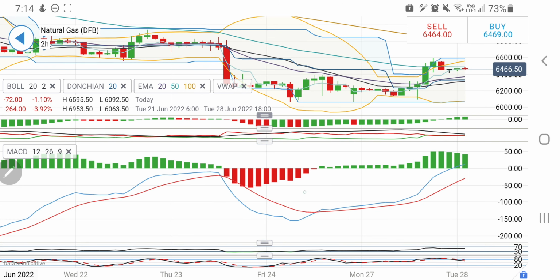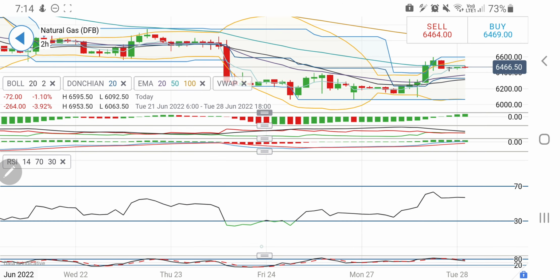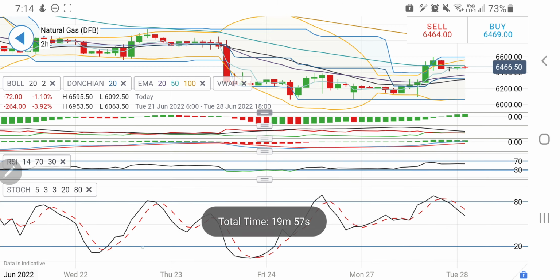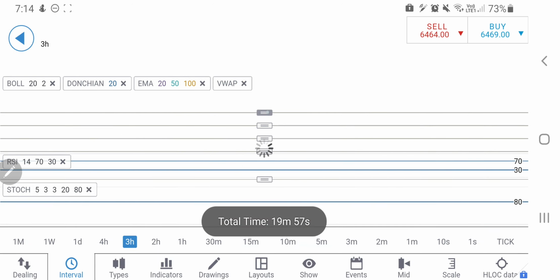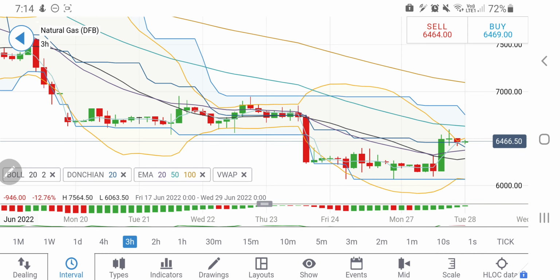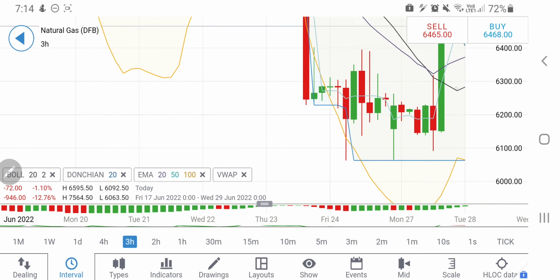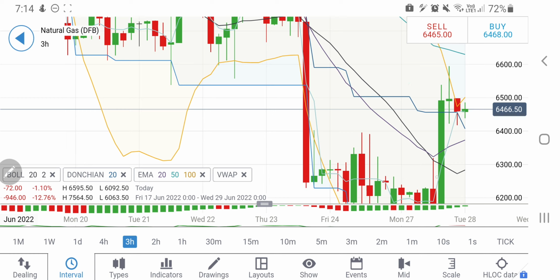MACD has seen the highs there, trying to converge a bit. RSI trading flat. Stochastic was overbought, trying to look downwards here. Similarly, if you look at the 3-hour charts, on the 3-hour chart, see, it has seen the highs. A strong bullish breakout candle, higher highs have been done. Now it is trying to get support at 6.4 levels, and I will be watchful.